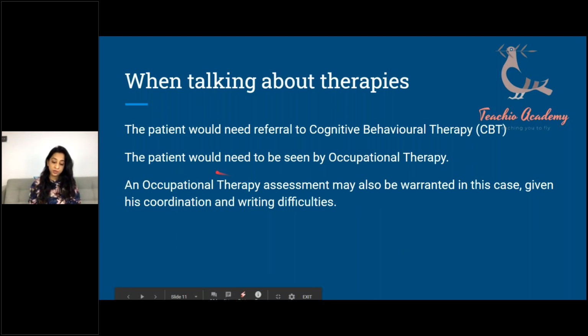The patient would need to be seen by occupational therapy, and occupational therapy assessment may also be warranted for his coordination and writing difficulties. So again, this is something which is quite unique to the OET and something that you might not be familiar with in your day-to-day life. But when you're talking about therapies, you have to use capital letters.